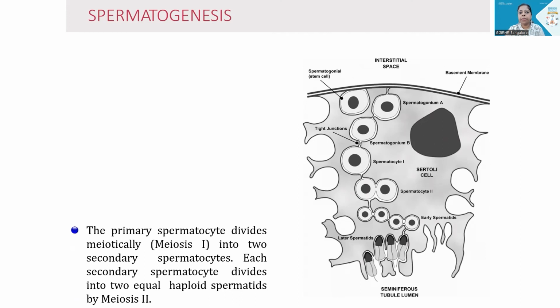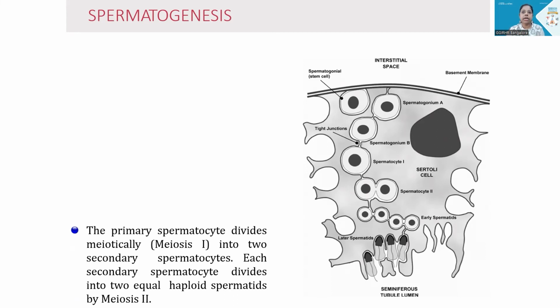So the primary spermatocyte divides meiotically into two secondary spermatocytes. Each secondary spermatocyte divides into two equally haploid spermatids by meiosis II. Every spermatogonium A can give rise to 4096 spermatids. But what happens is, because of apoptosis, most of the spermatids will not be coming into the lumen.